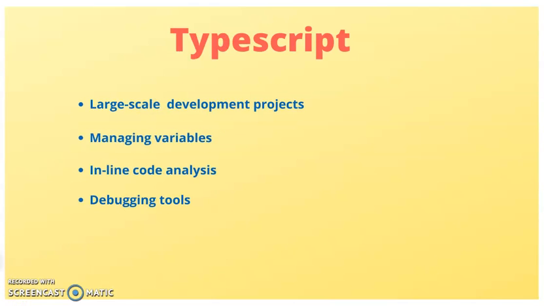Microsoft has developed TypeScript as a strongly typed superset of JavaScript. We can also say that TypeScript is a strongly typed alternative to JavaScript because it is designed to build on JavaScript. So, this language is used for large scale development projects, managing hundreds and thousands of variables in your code, allowing inline code analysis and debugging tools to help you write code correctly. You can also add existing JavaScript code to a TypeScript application. It will run without needing any changes.